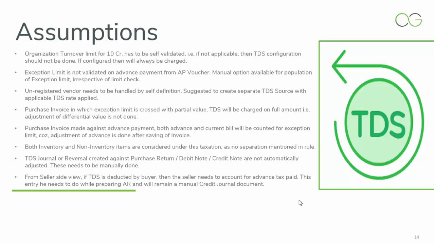Now from the seller's point of view, if TDS has already been deducted on purchase, then the seller will reflect in his books the TDS that has been deducted. So if such TDS is deducted by the buyer, then the seller needs to account for it as advance tax paid. He needs to make this entry while preparing the accounts receivable entry, and it will remain a manual credit journal document that has to be created by him.